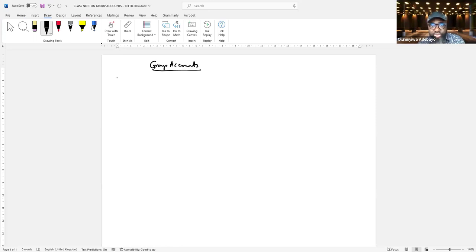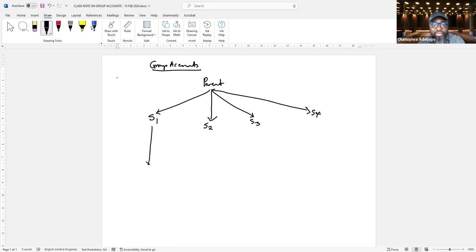Let's look at the structure where we have the parent. The parent has subsidiary one. The parent has subsidiary two. And X three. Let me say X four. X one has a subsidiary I.